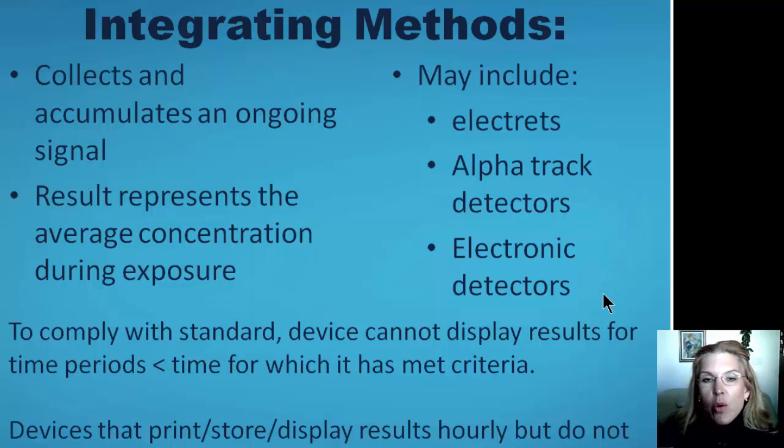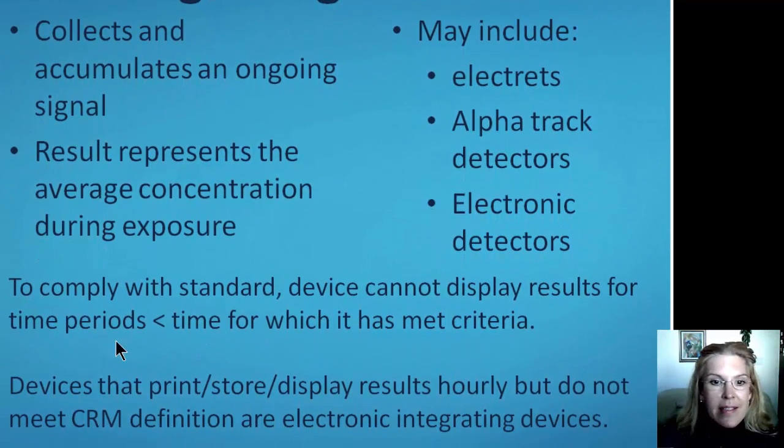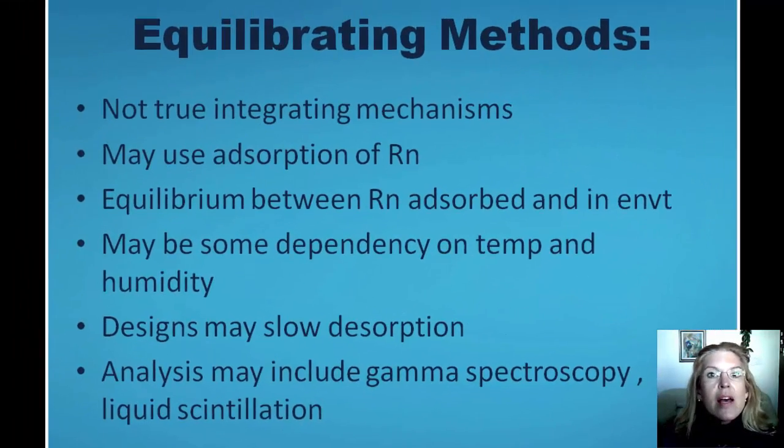electronic devices. Now, one critical thing for these device categories is that to comply with the standard, the device cannot display results for time periods less than that for which it has met the criteria. So in other words, devices that print or store or display results hourly but don't meet the continuous monitor definition would be categorized as electronic integrating devices.